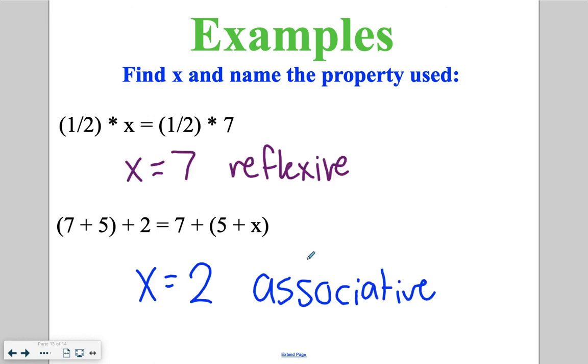For the first one, that's our reflexive property, same numbers staying in the same order, so they're exactly equal. And then the bottom one, we are changing the location of the parentheses, and that is going to be the associative property. If you have questions about this or anything else from the lesson, please let me know when you get to class.